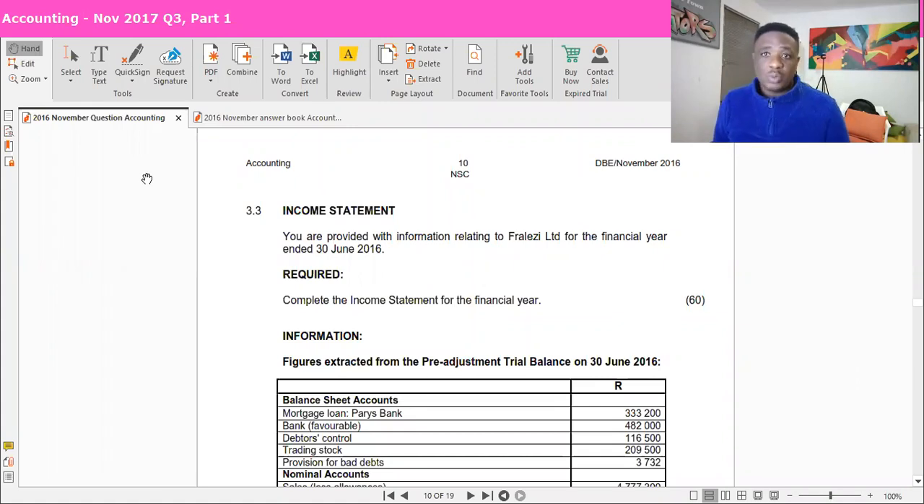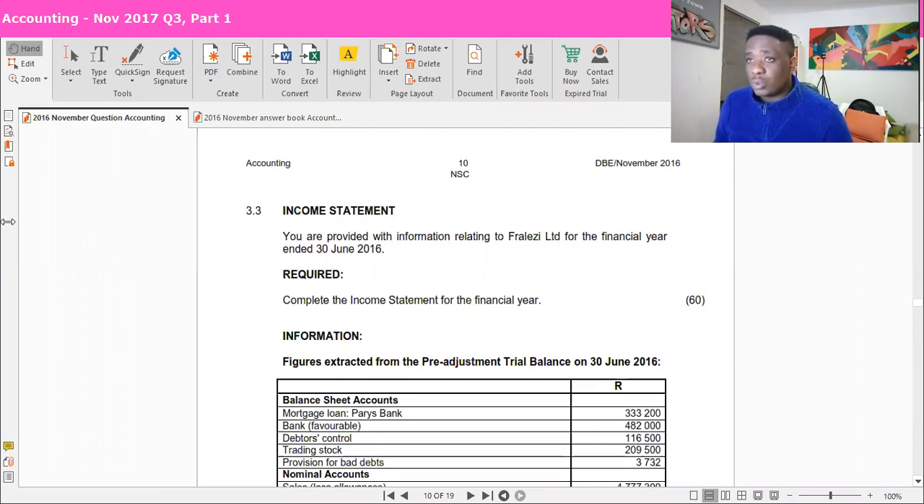In this lesson, we are doing an income statement. This should really be interesting because this is such a big income statement, and 60 marks ain't nothing to play with. So without wasting any more time, let us jump straight into it.